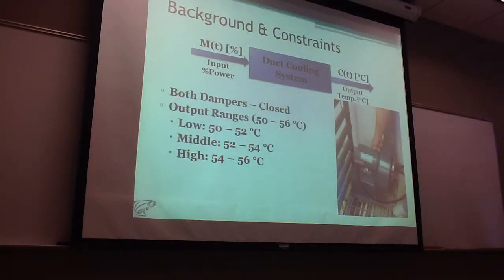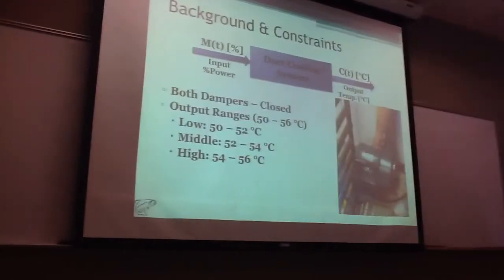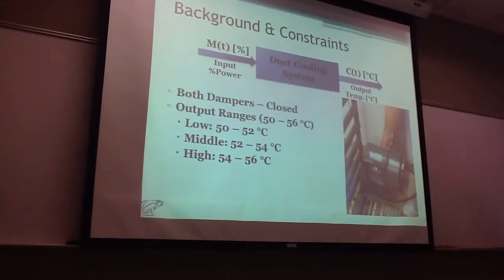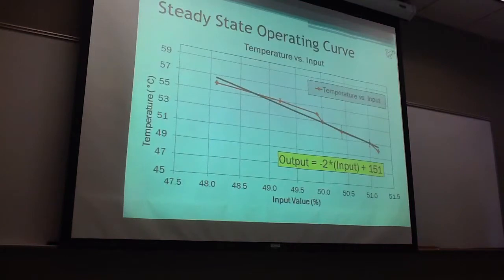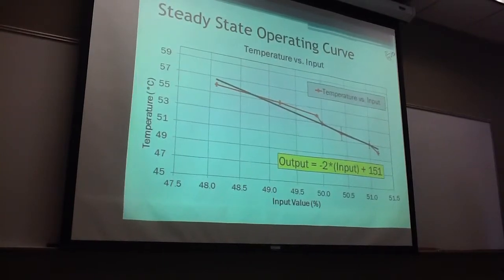Duct cooling system. We have ducts and we cool them with that motor right there. We have heating elements inside the ducts to heat up the air, and we control the power input percentage to this motor, trying to adjust the temperature output within those ranges with both dampers closed. Our steady state operating curve: our output can be found with -2 times the input plus 150.